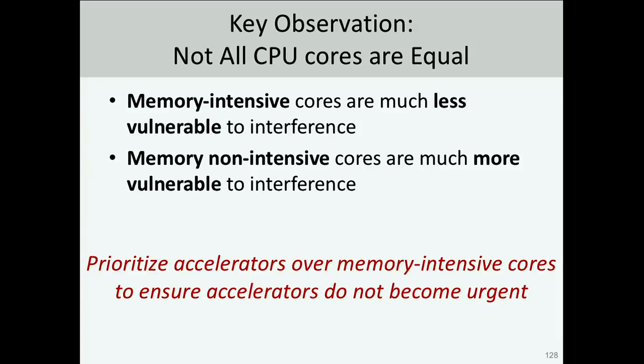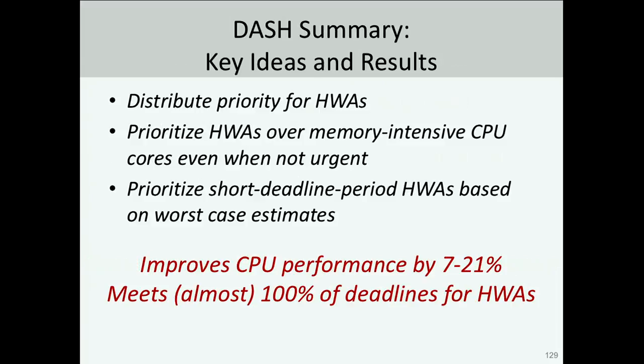Okay, and also, clearly, we've seen that not all CPU cores are equal, right? Some are more vulnerable to interference, some are less vulnerable. You want to prioritize the accelerators over memory-intensive cores to ensure that accelerators do not become urgent. And memory-intensive cores, you can sacrifice, at least most of the time, because these are making slow progress anyway, right? So we're going to take advantage of that. Again, these are heuristics. It's a very difficult problem. As you've seen, we've been complicating the problem over the course of this lecture. We weren't talking about hardware accelerators to begin with when we first started with first ready, first come, first serve.